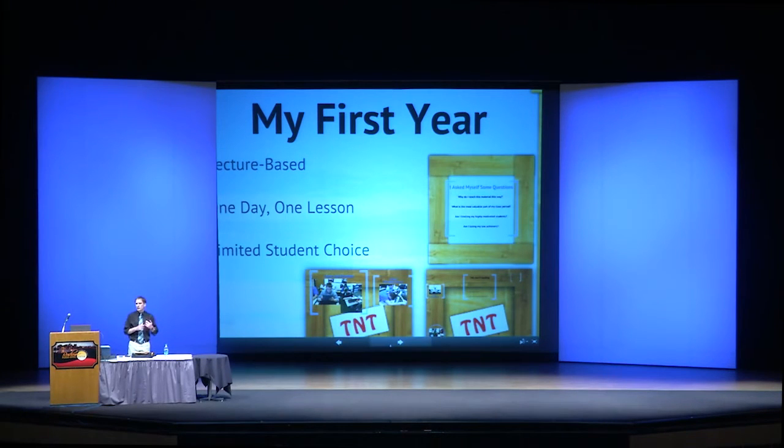That also means, though, that my first year of teaching, I taught the way that I was taught. You know, the way that my teachers taught me in middle school and high school, the way that my college professors told me to teach, and the way that I saw other teachers teaching at the time. It meant that every day was an independent lesson.